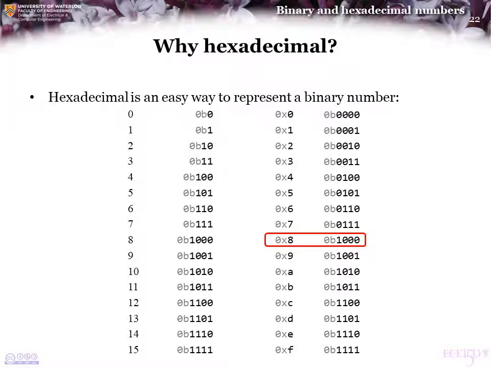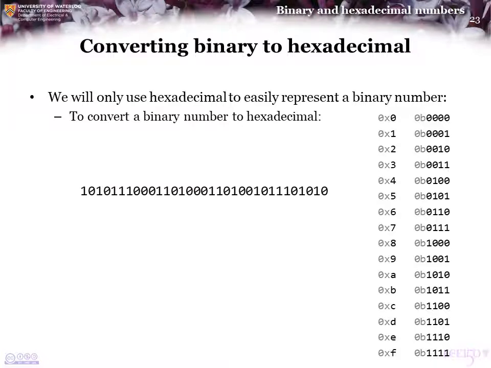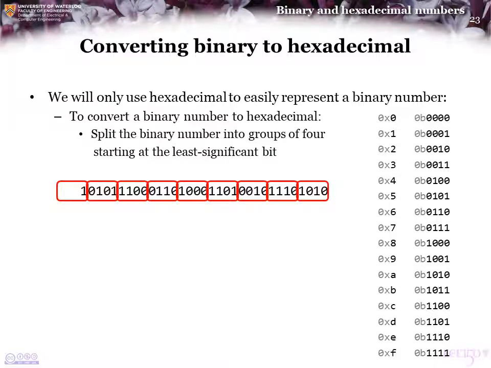So, for example, 1000 can be represented by 8. 1101 can be represented by D, and 4 ones can be represented by F. So the only thing we're going to do is use hexadecimal numbers to represent a binary number. To convert a binary number into hexadecimal, such as this one, all we do is we split the binary number into groups of 4, starting at the least significant bit. All right, so here we've seen how we can split this binary number into groups of 4. Let's pad on the left with as many additional zeros as is necessary so as to create a group of 4 binary numbers, or bits.